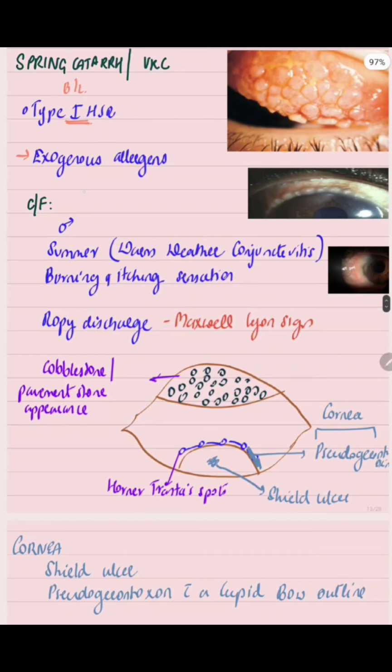Clinical features: it is usually seen in boys, mostly 4 to 20 years of age. More common in summer, also known as warm weather conjunctivitis. There is marked burning and itching sensation. Photophobia and lacrimation can be seen in severe cases.